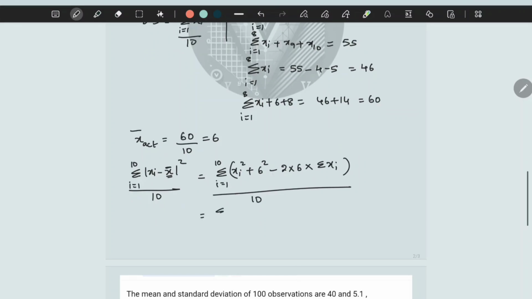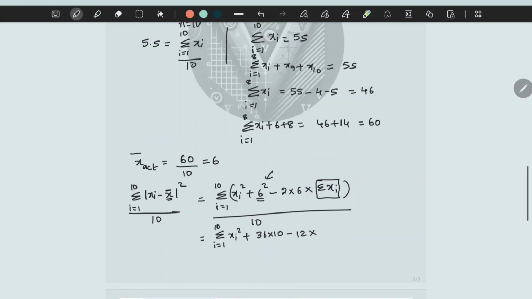So we get sigma i equals 1 to 10 xi square plus 36. When I apply 36, how many times is 36 being repeated? It is repeated 10 times because sigma is there for this also. So 36 into 10 minus 12 into, now this should be the actual sigma xi. So the actual sigma xi is 60, divided by 10. Now we just have to find this value and we will get the correct answer.